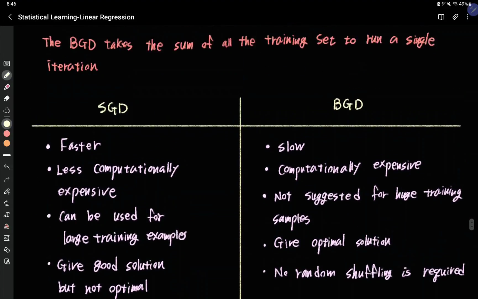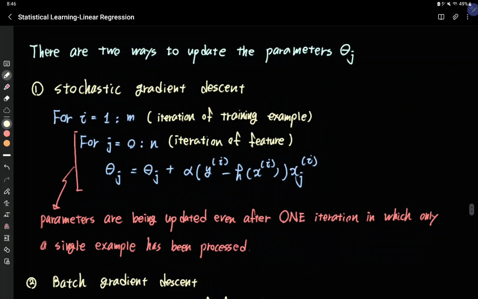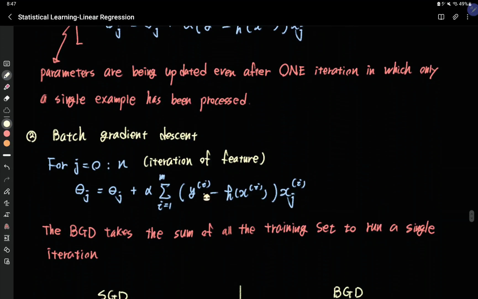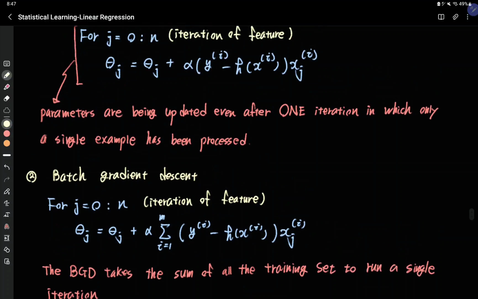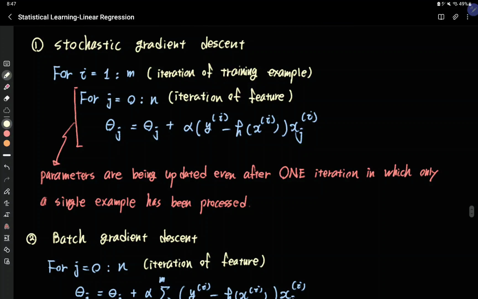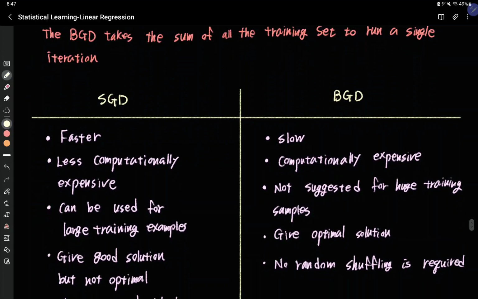SGD is faster. Why? Because look at this. To update theta j, we just calculate the error of the ith training example. But here we compute the error of the ith training example for i equals 1 through m. So which one is faster than the other? The SGD must be faster than the BGD. BGD is slow, but SGD is less computationally expensive. The BGD is computationally expensive, right?